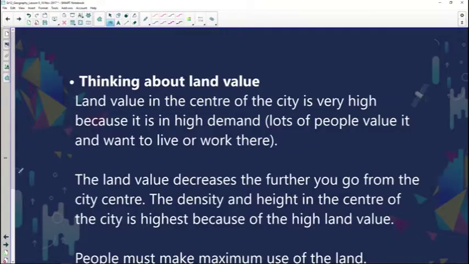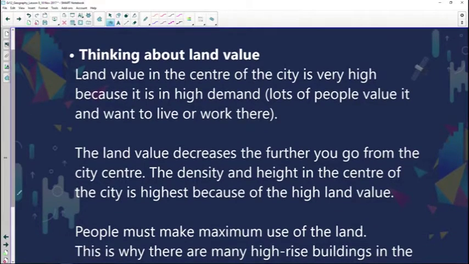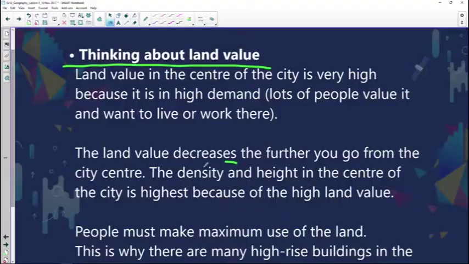Now, we've discussed the density and the height of buildings. If you think about land values, I'm just quickly going over this again. Obviously, closest to the CBD, the land values are the highest. So basically what happens is instead of moving outwards, people build higher. Now, as you can see, the land value decreases as soon as you go out of the city center.